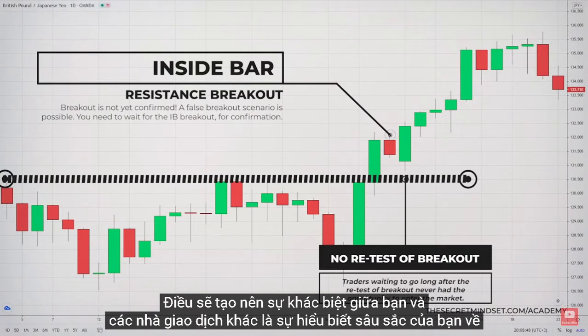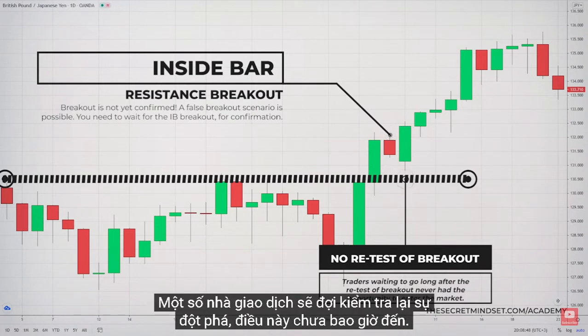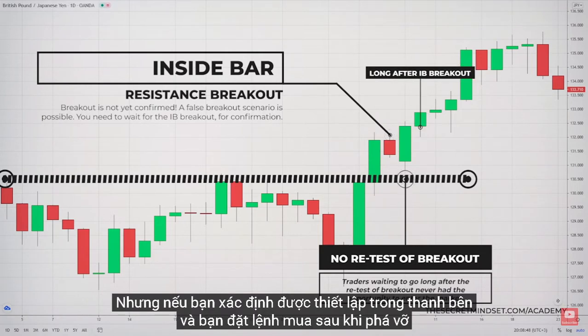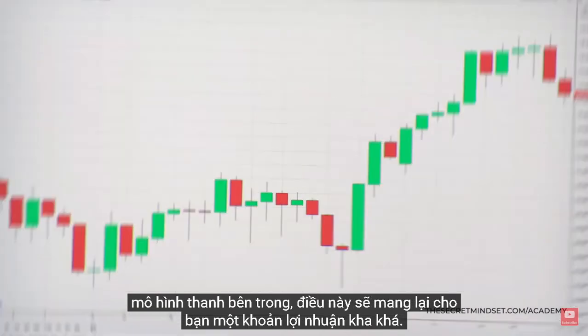What will make the difference between you and other traders is your deep understanding of how this pattern works. Some traders will wait for a retest of the breakout, which never came. That's a lost opportunity. But if you identify the inside bar setup and you place the buy order after the breakout of the inside candle, this would have banked you a decent profit.